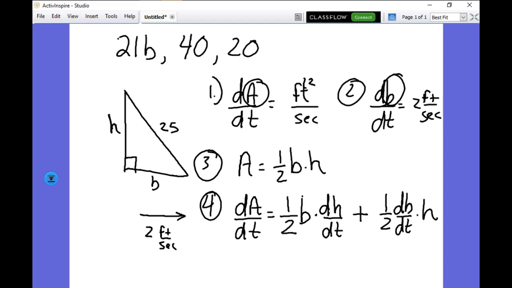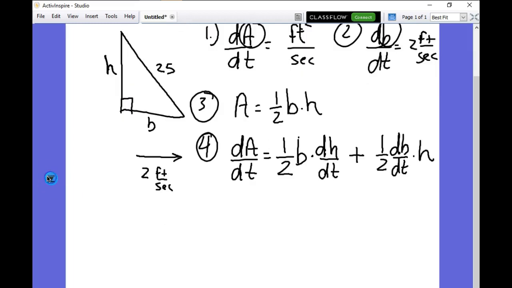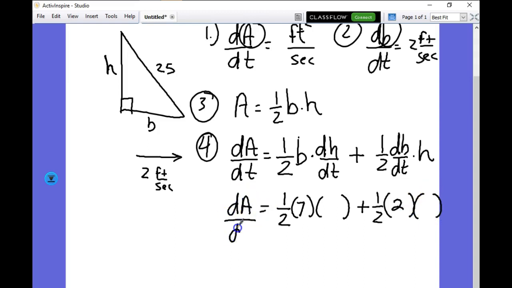All right, so let's go ahead and continue working this out here. Now's our time to go ahead and start plugging stuff in. Well, I know what B is. They tell us that B is 7, right? I don't know the rate of change of the height yet. I'm going to have to probably figure that out in a second. Plus 1/2 dB/dt. We do know that. It's 2. And the height, I don't know that either. Okay? But that is what's going to give me the rate of change of the area with respect to time.